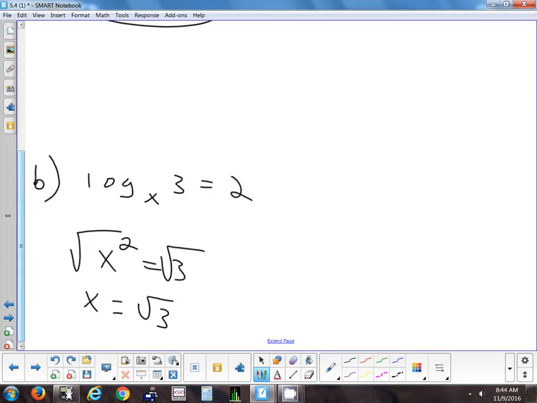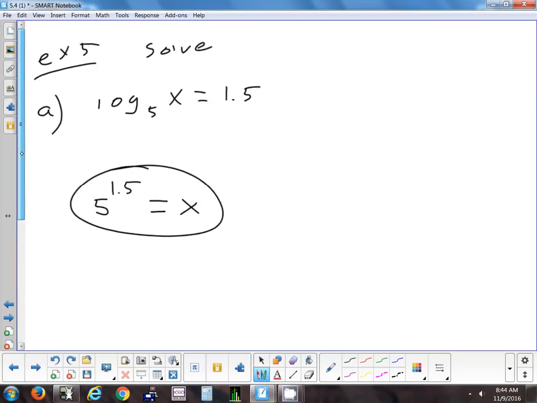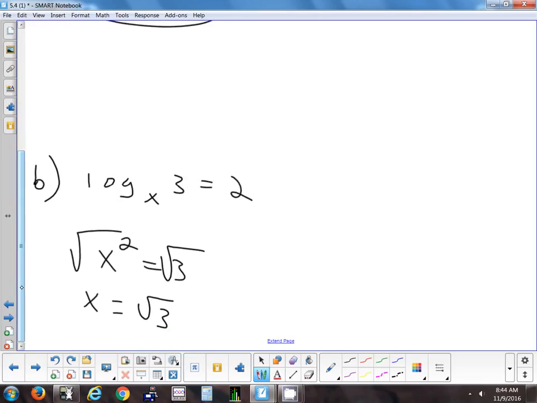Now, when you take the square root, how many answers are there? 2. But when we talked about logarithms, whether you're talking about the base or the argument, what did I say the domain was? It always has to be what kind of number? Positive. So you can't use the negative answer. Okay, so the answer is just the positive square root of 3, the principal root. Okay, so never any negatives for the base, never any negatives for the argument.